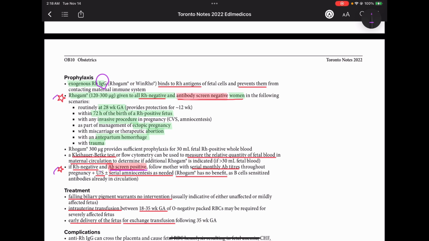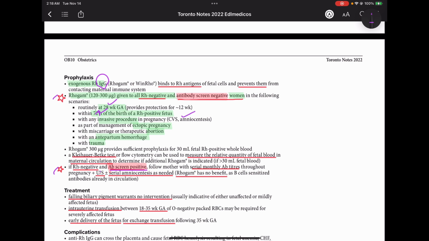They already have antibodies in them, right? What do we do in that case? So first we'll read about antibody screen negative. They are Rh negative, no antibodies in them, but when we give them routinely at 28 weeks, which we read in that table, it will protect them for 12 weeks. Then we give within 72 hours of the birth of an Rh positive fetus.